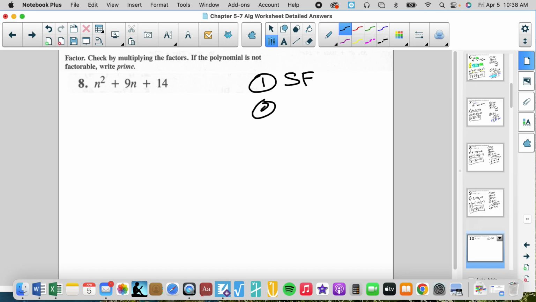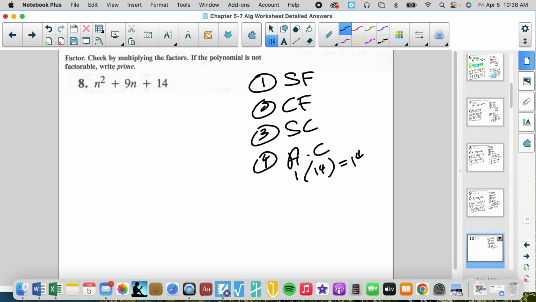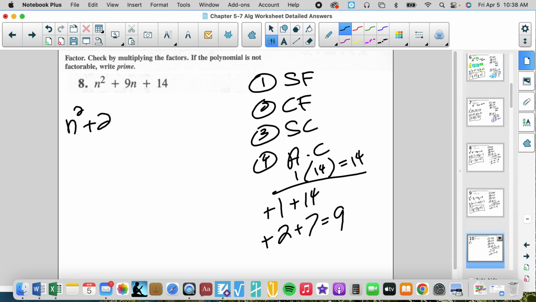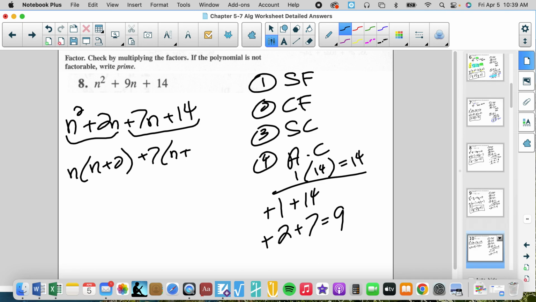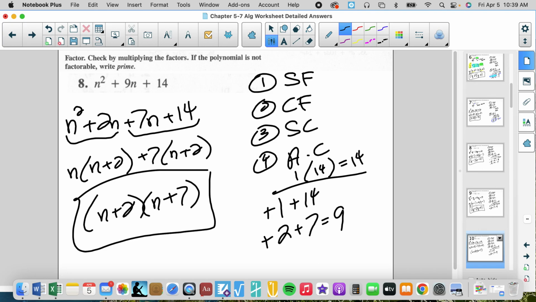Standard form, yes. Common factor, no. Special case, no. A times C, 1 times 14 again. 1 and 14, 2 and 7, signs are the same. Both are positive. 9 is my middle. n squared plus 2n plus 7n plus 14. We're going to factor out an n. You get n plus 2. We're going to factor out a 7. n plus 2. I did it right because I have two binomials with n plus 2. If we pull that out, we get n plus 7.